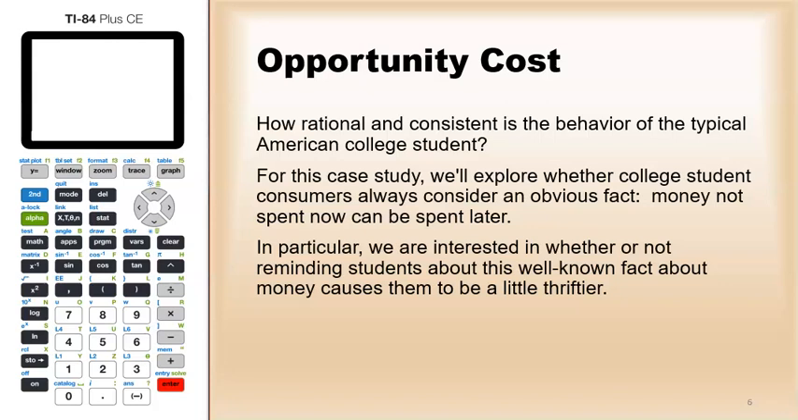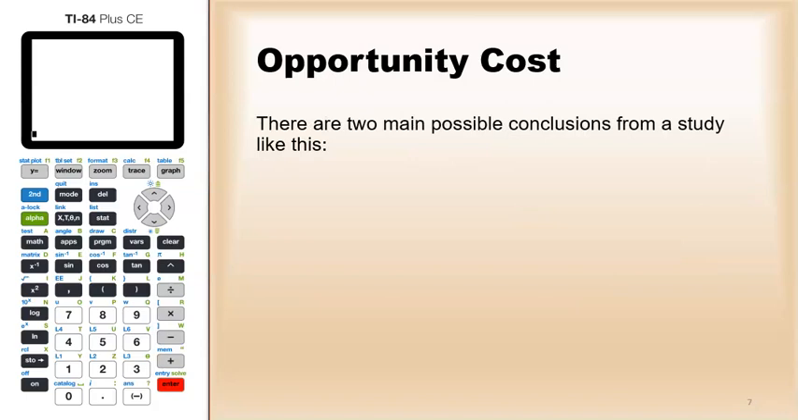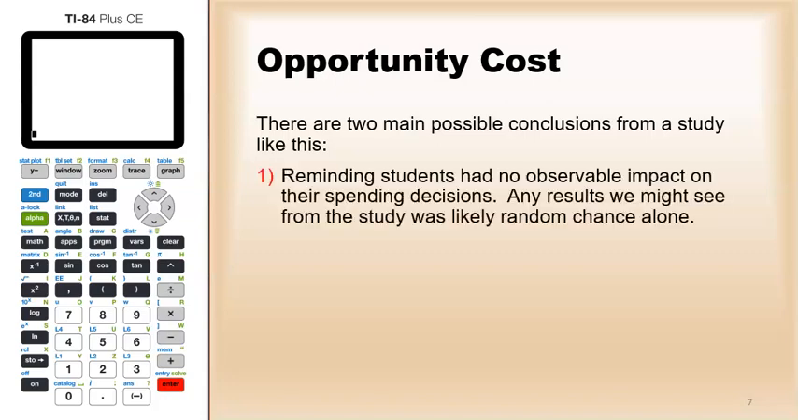So that word cause is very important in statistics. To show causation, we need an experiment and random assignment. Okay, so there are two main possible conclusions from a study like this. First, reminding students had no observable impact on their spending decisions. Any results we might see from the study are likely just random chance.